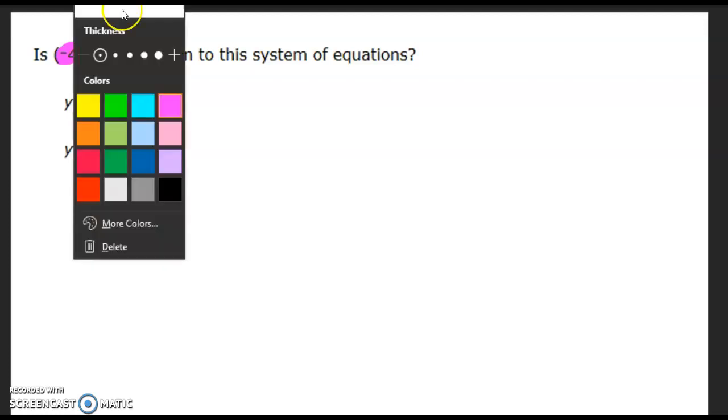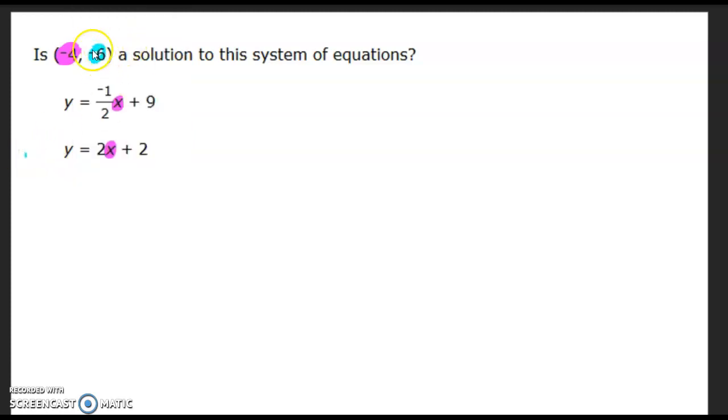And then -6 is our y value, and we're going to plug that in everywhere we see a y. All right, so once we do that, we have to see if this statement is true, and we have to see if it's true for both. So we're going to do this first one.